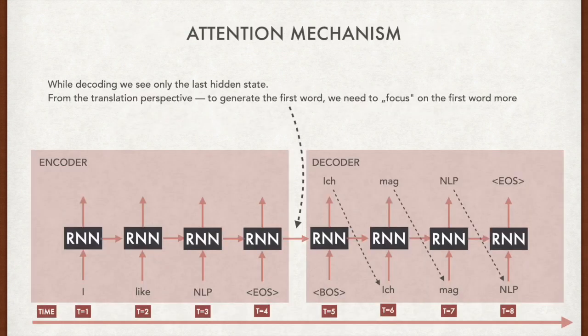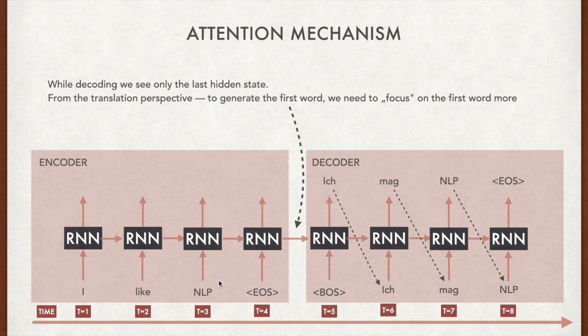This problem is particularly troublesome in the context of machine translation. Imagine that you are going to translate a paragraph of text starting with I like NLP into another language, let's say German. This can be achieved using encoder-decoder architecture, in which the encoder encodes the information about the whole input sequence, the paragraph starting with I like NLP in English. Here we have only the sentence I like NLP to simplify the visualization.